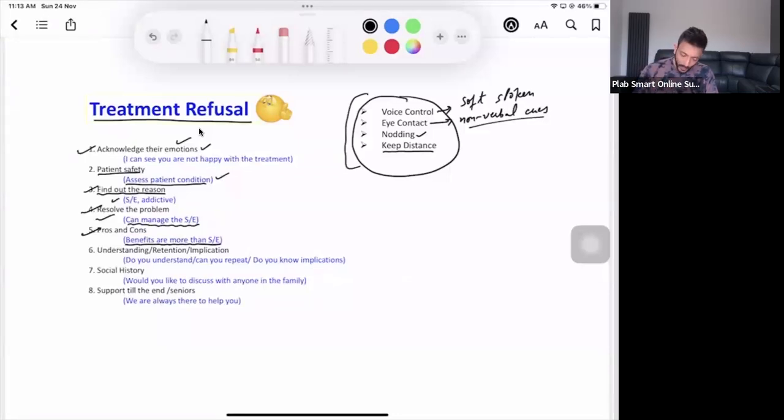Okay. Now, another reason. There can be so many reasons. In the scenarios that we have, patients will have different reasons. This is just an example I've given you. The reason for not taking the treatment could be side effects. I'll give you lots of other reasons as well.